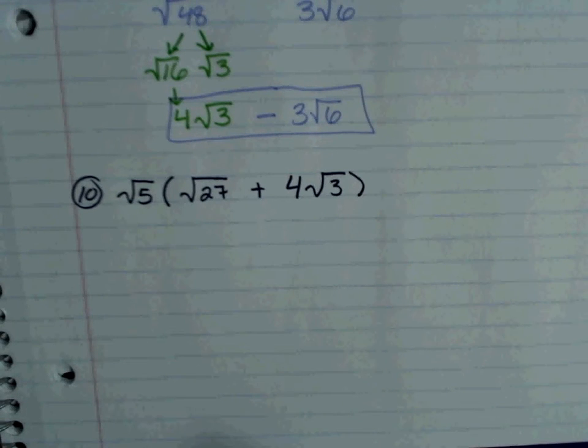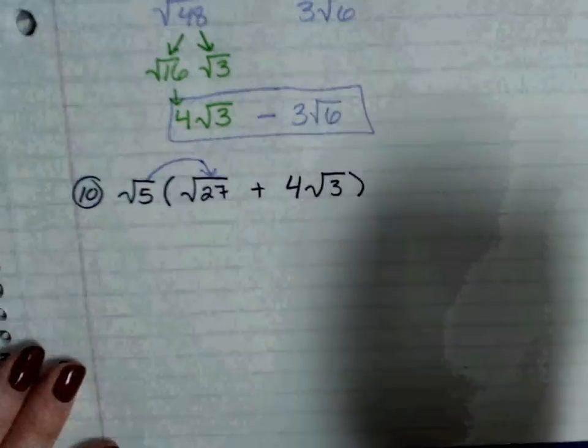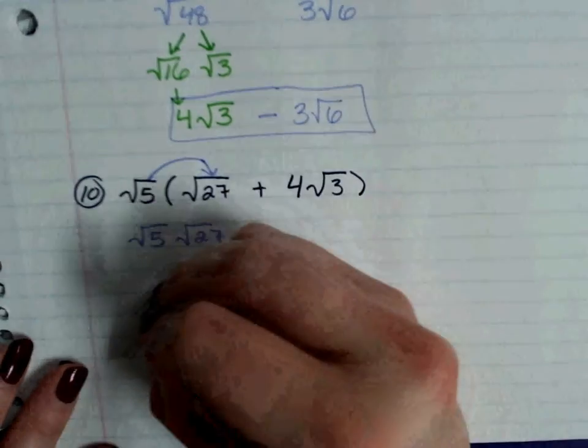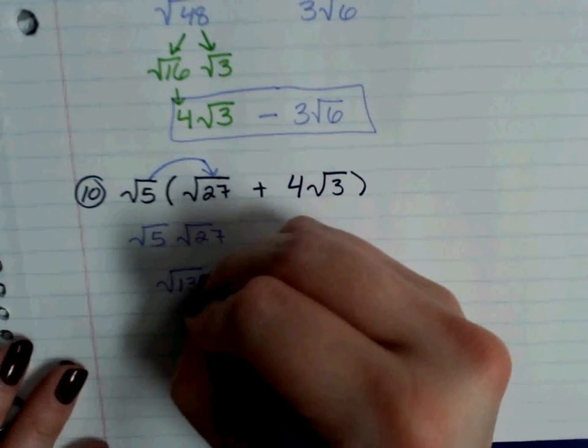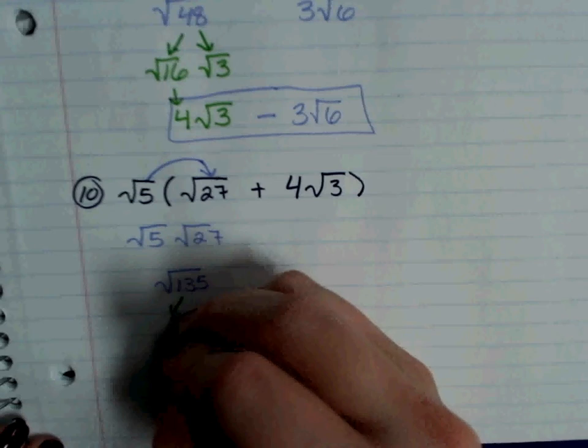Who can tell me what they got? Lena? Very good. 7 square roots of 15. If you go ahead and you distribute, so if we do the square root of 5 times the square root of 27, the square root of 5 times the square root of 27 is going to give us a square root of 135. Well, we can factor that out.